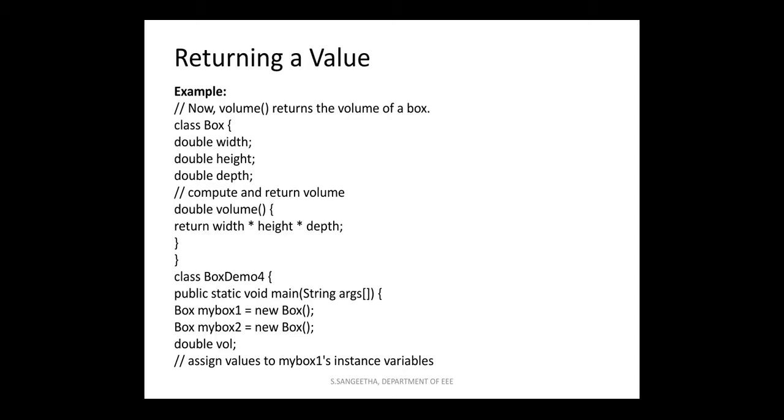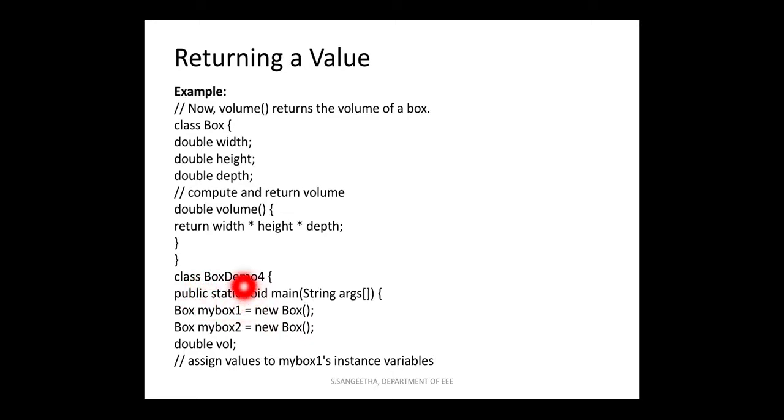Next, returning a value. Now volume returns the volume of a box. For returning a value, you have to write the instance variables double width, double height and double depth. Next you have to compute the volume and then return it. So double volume, return width into height into depth. Next you have to declare two boxes: class BoxDemo4, public static void main, and Box mybox1 is equal to new Box, Box mybox2 is equal to new Box.